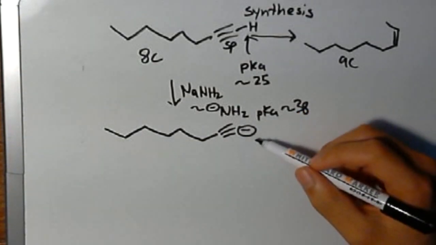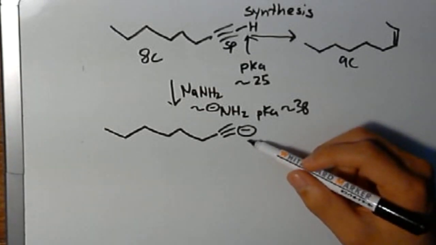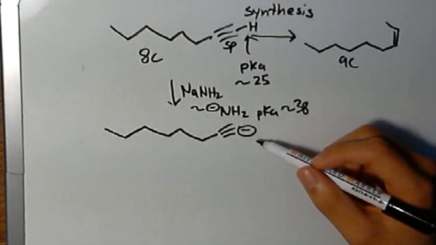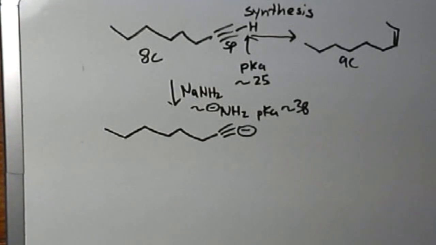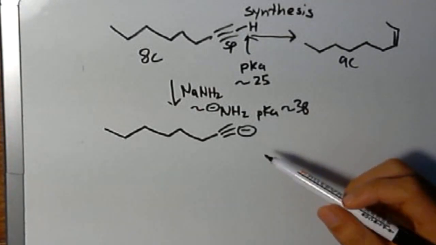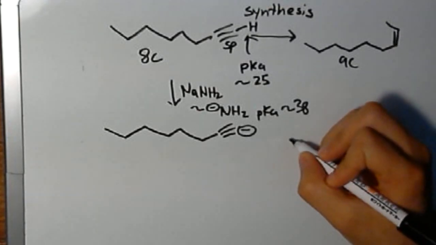Okay, so now we have this compound, and we have this negative charge, and so the lone pair, we want to use this lone pair as a nucleophile. And once we use that lone pair as a nucleophile, we want to attach another carbon. So we want another carbon.